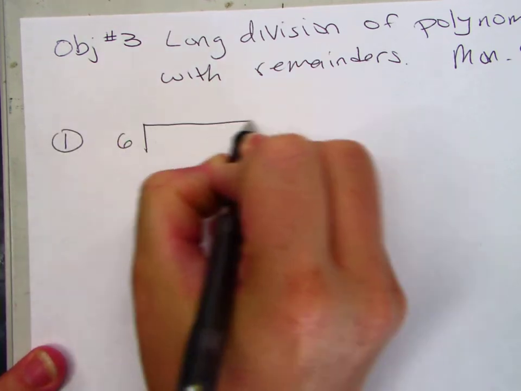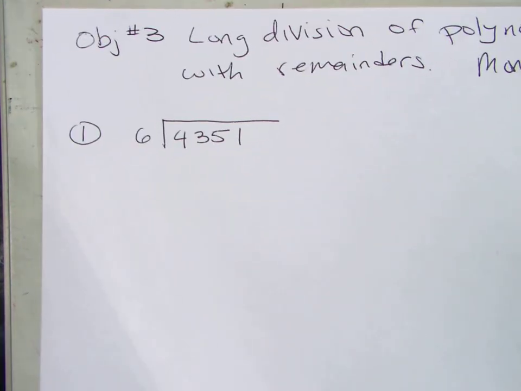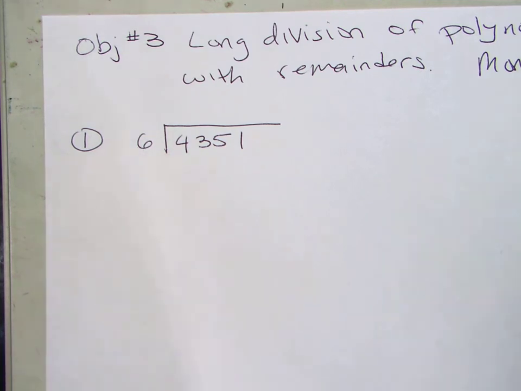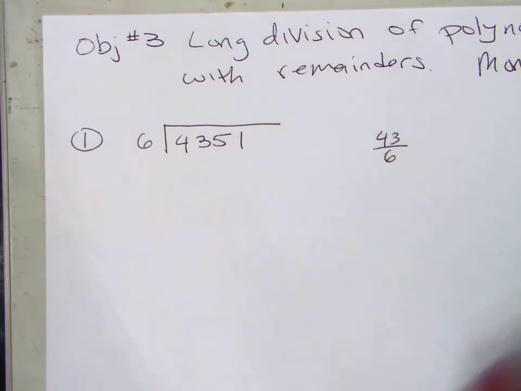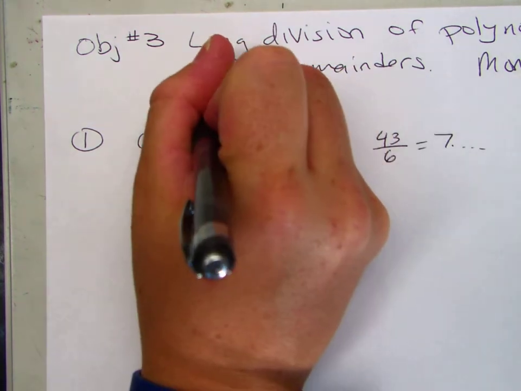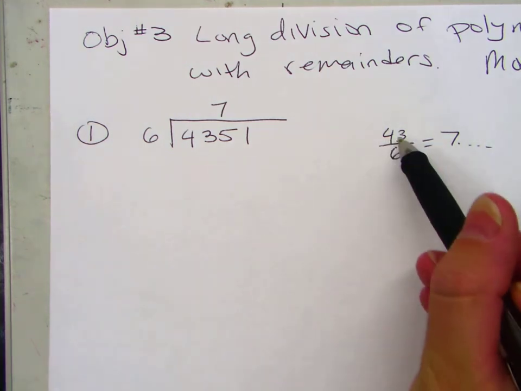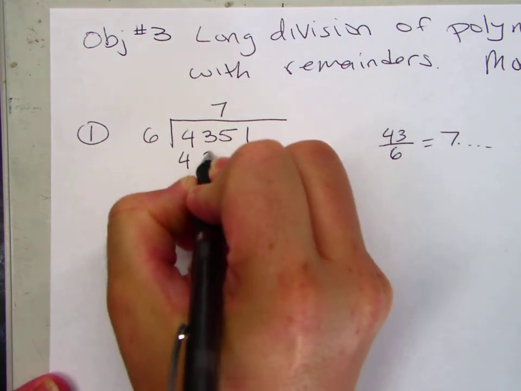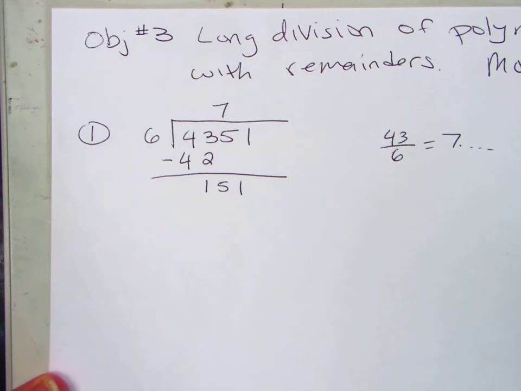Let's do a practice with numbers again, just a quick reminder, because comparing them is really helpful. All right, so we start off, does 6 go into 4? No. Does 6 go into 43? Remember our work on the side? We're really thinking 43 divided by 6, and you get 7 point something. We don't really care about the remainder, just that 7. Then you put that over the 3, not the 4. That's important. Then 6 times 7 is 42. You multiply, subtract, and you get 1, 5, 1.